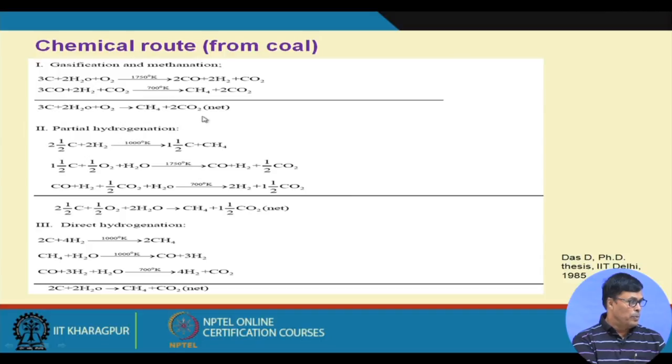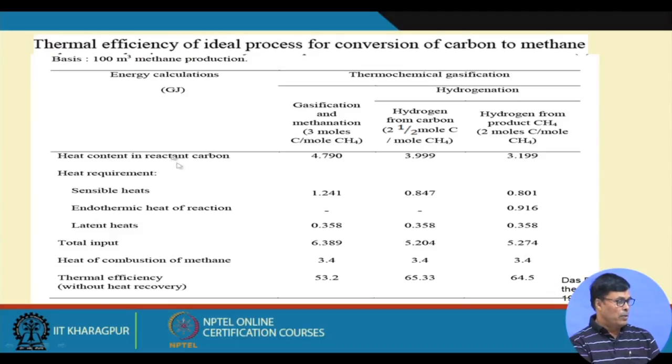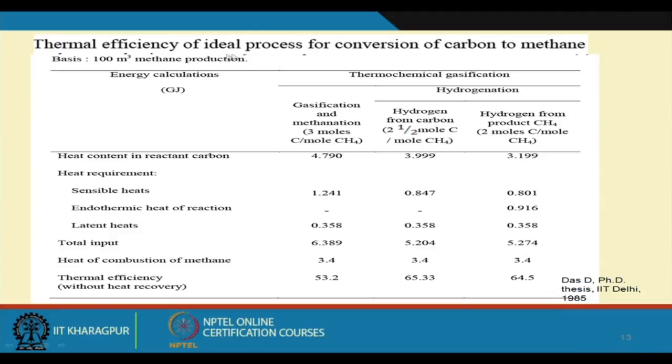This is the stoichiometry of how methane is produced. If partial hydrogenation, this is the stoichiometry that we have. In the direct hydrogenation, the stoichiometry of the process is like this. Now, when you make a comparative study of the thermal efficiency of the ideal process for conversion of carbon to methane, the basis is 100 cubic meter of methane production. We have this kind of efficiency here, 53.2% in case of gasification and methanation. In case of hydrogenation, from carbon, it is 65.3%.